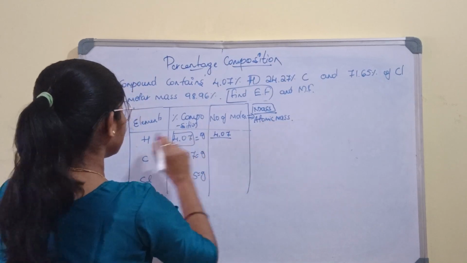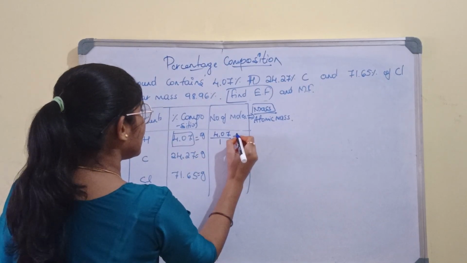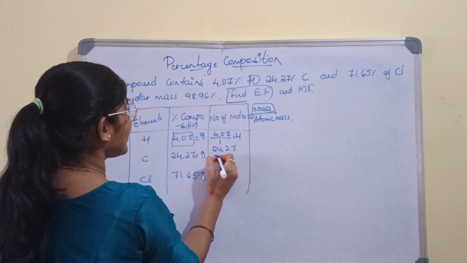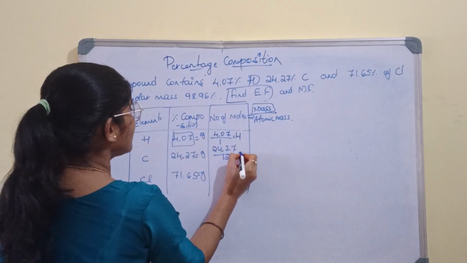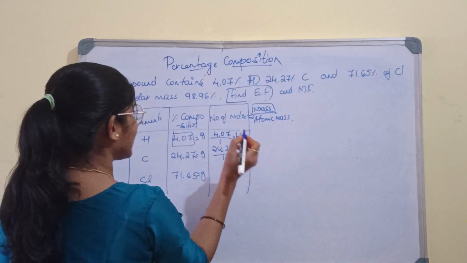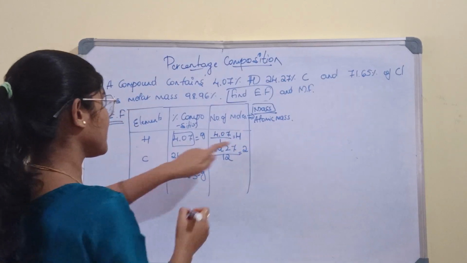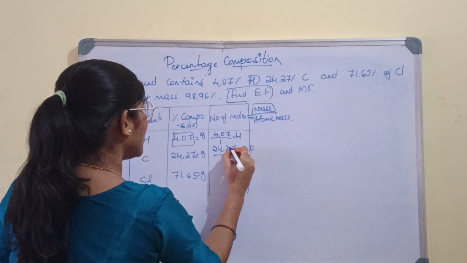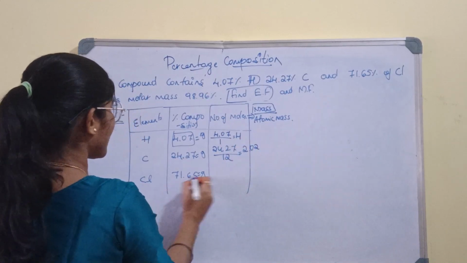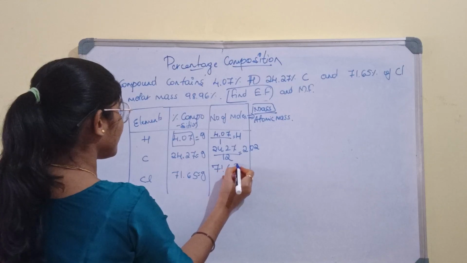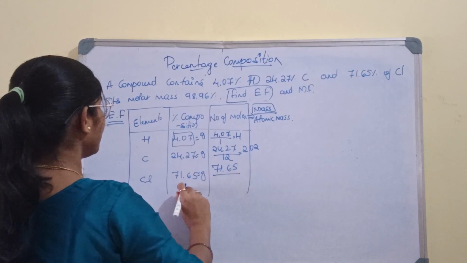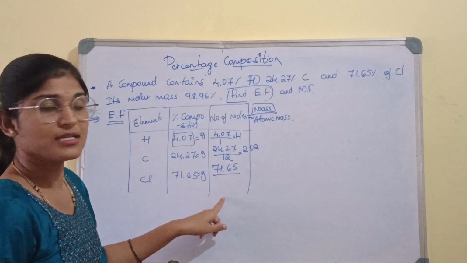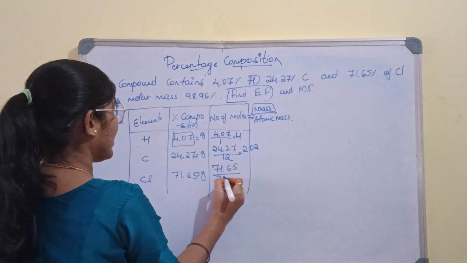4.07 divided by atomic mass of hydrogen, 1. It is 4.07. And 24.27 divided by atomic mass of carbon, 12. 12 twos are 24, again 0.02. Next, 71.65 divided by chlorine. Chlorine atomic mass is 35.5.